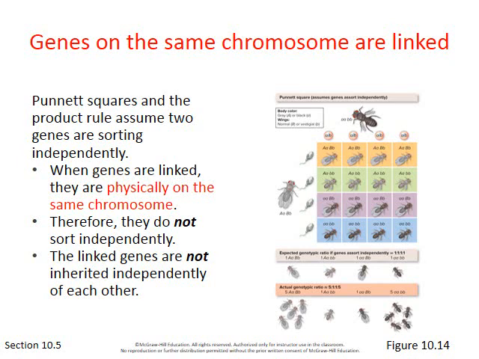So what happens if genes are on the same chromosome? They are linked. The term linked is if they are on the same chromosome. Punnett squares and the product rule assume that both genes are on different chromosomes and they will sort independently. When genes are linked, they are physically on the same chromosome. Therefore, they are not sorted independently. The linked genes are not inherited independently from each other either.